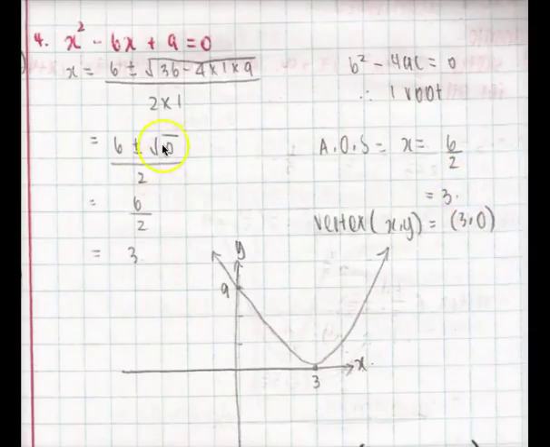But the thing is, the discriminant is 0, therefore the parabola has only one root, which means it only touches the x-axis at one point. For example, the vertex of this equation would be (3, 0). If I substitute x equals 3 in here, I get 9 minus 18 plus 9, which is 0. So the vertex here is (3, 0). Again, the parabola only has one root, only touching the x-axis at one point.